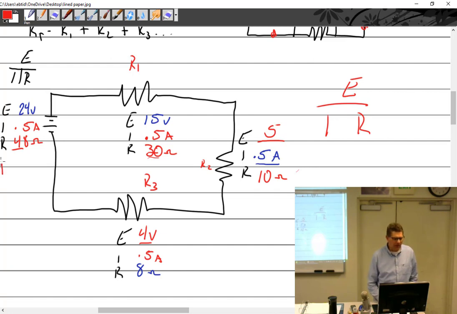Now if I want to add power into here, what is my power? P equals I times E. So power is 24 times 0.5, 12 watts. That's not hard, is it? Okay, everybody should be able to.